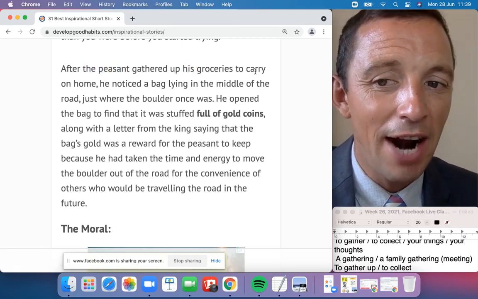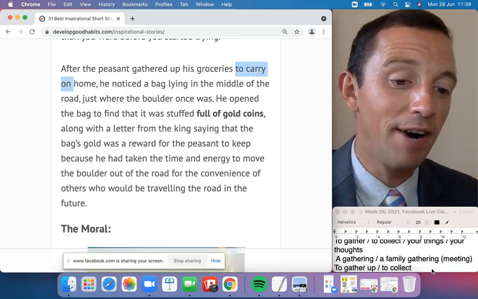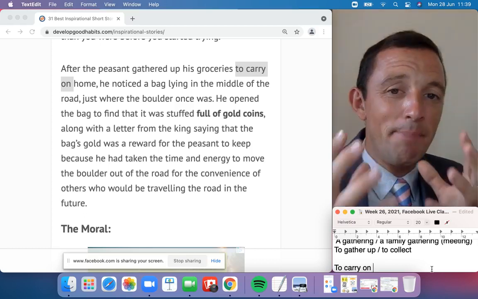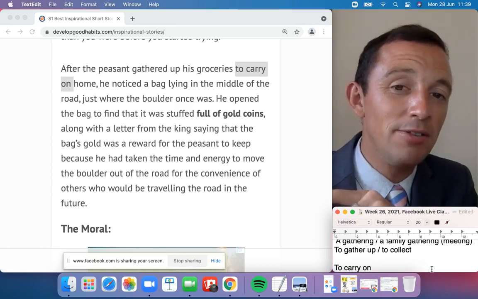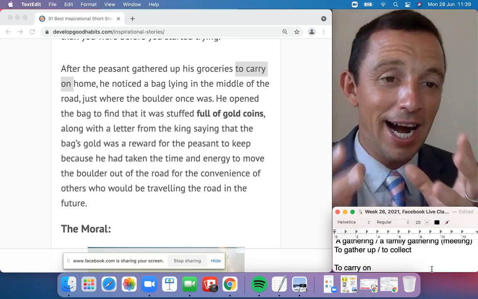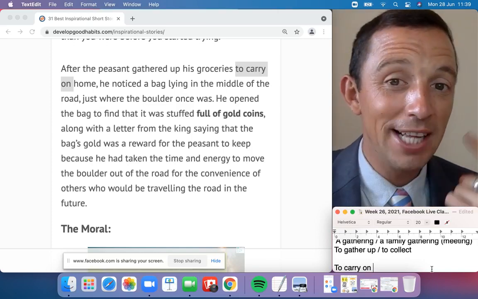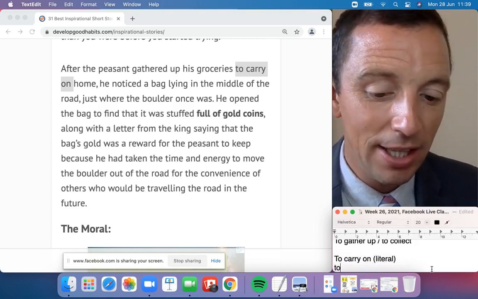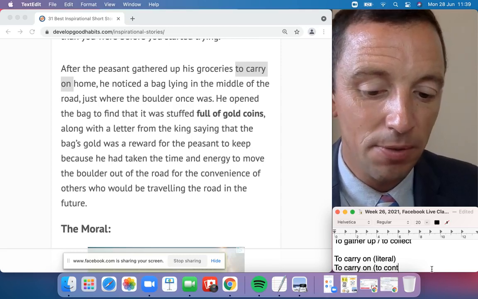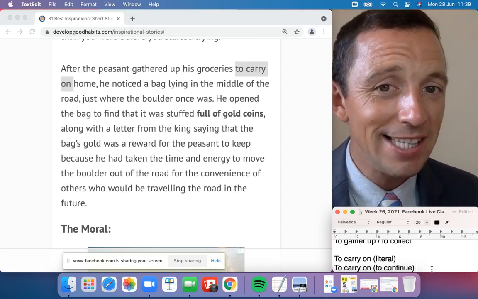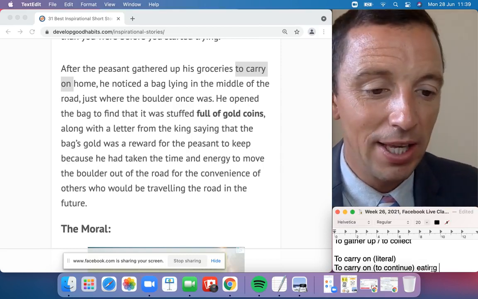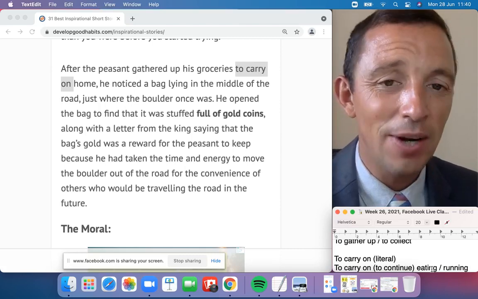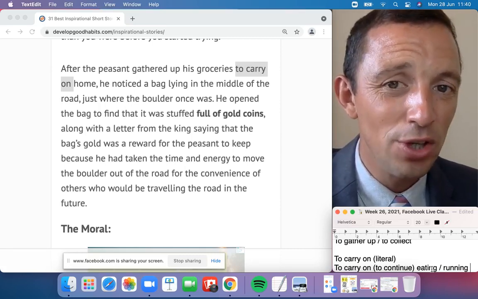Okay, to carry on is very, very important phrasal verb as well. So to carry on is possible literal. So for example, my bag, travel, I enter the aeroplane and I carry my bag on to the aeroplane. That's the first significance. But the second significance is not literal. The significance is to continue. Okay, so if you carry on eating, the significance is to continue eating. Carry on running, the significance is to continue running. So carry on has the significance to continue doing something.